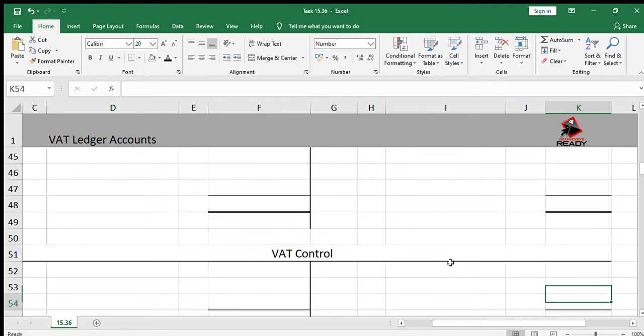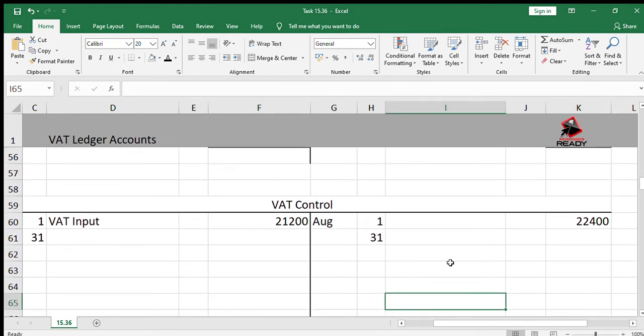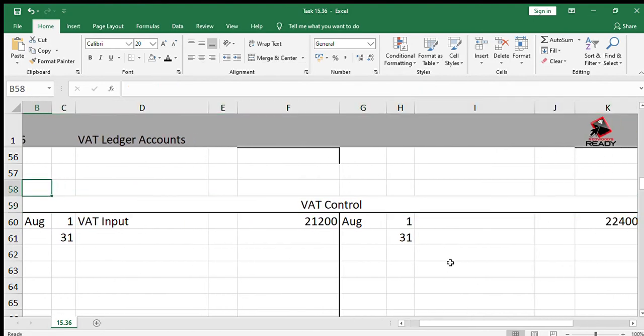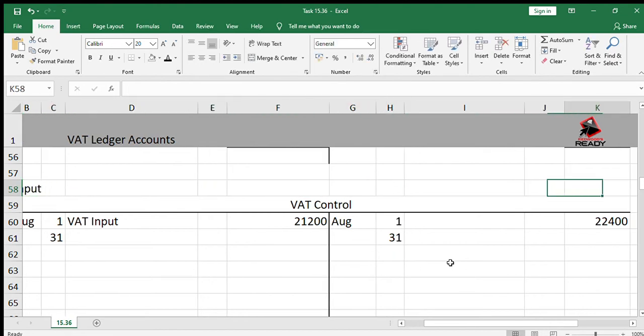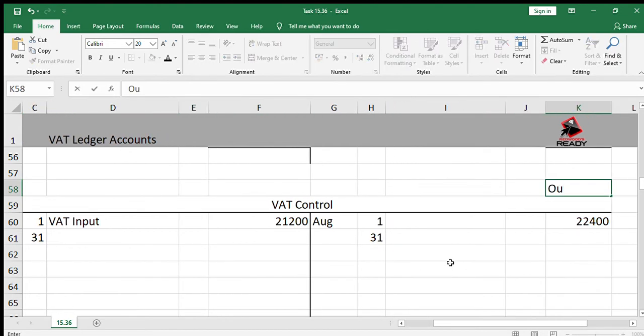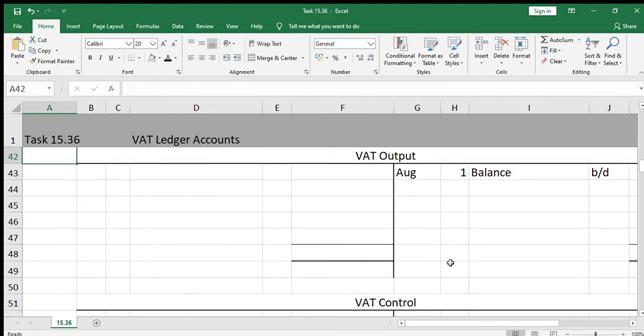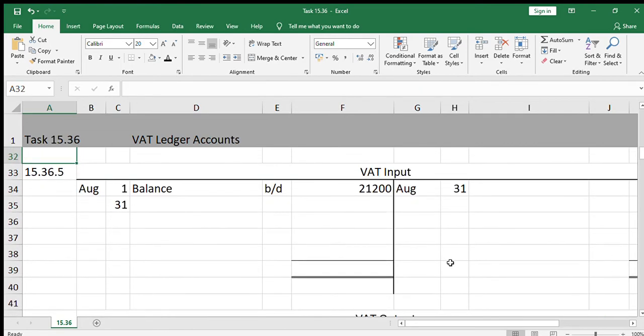So basically what I want you guys to remember, that if you're only doing the VAT control account, on the debit side we will put all the input, and on the credit side we will put all the output. So instead of doing 3 separate ledger accounts, in this case we would only do this 1 ledger account. Anyway, I'm going to show you both. Okay, now we're going to go through our journals. Remember, we are only doing VAT ledger accounts, so we are only interested in the VAT amounts from the journal.